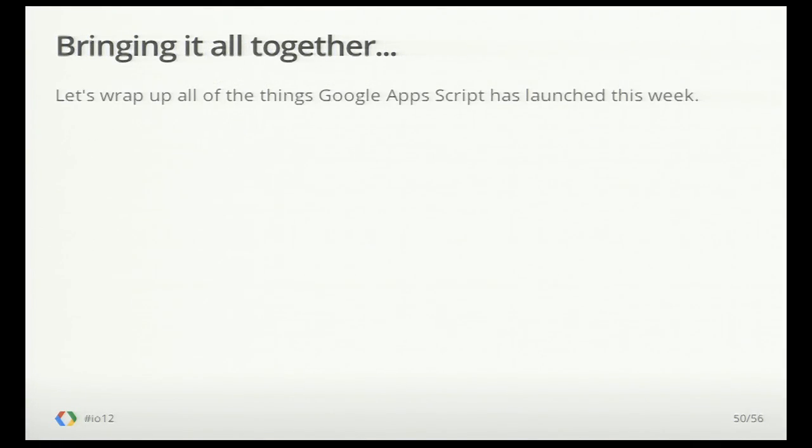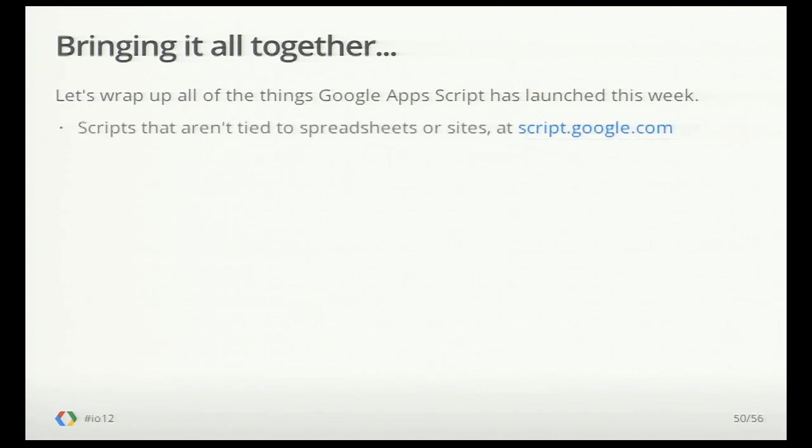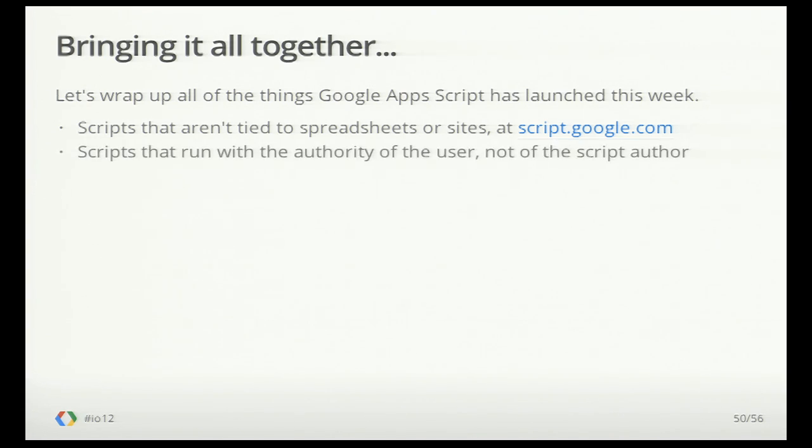OK. So let me just wrap up all the things that Google Apps Script has launched this week, because I just want to point out how awesome this is. We have really changed the product, and I think it's much more powerful today than it was a few days ago. We launched standalone scripts that aren't tied to spreadsheets. They live at script.google.com. Or you can go to Google Drive, click the Create More menu, and see scripts right there in your drive. We launched scripts that run with the authority of the user, not the script author. So it runs not as me, but as you. When you run it, you get to authorize it yourself.